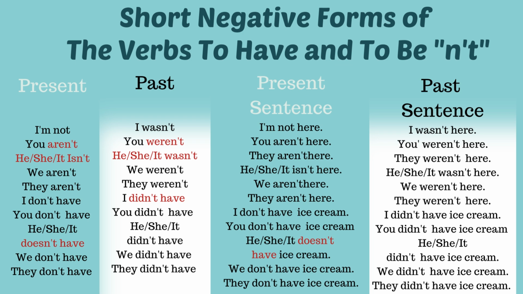Past sentences in the short negative form. I wasn't here, they weren't here, he, she, and it wasn't here, we weren't here, they weren't here, I didn't have ice cream, you didn't have ice cream, he, she, and it didn't have ice cream, we didn't have ice cream, they didn't have ice cream. Try to form your own sentences in the short negative forms of the verbs to be and to have.